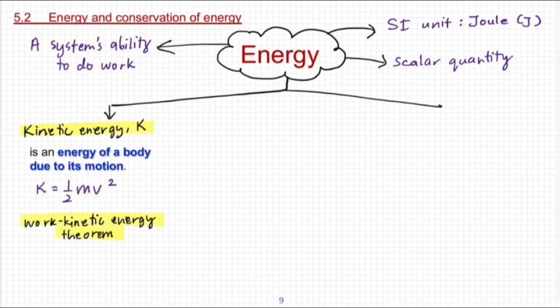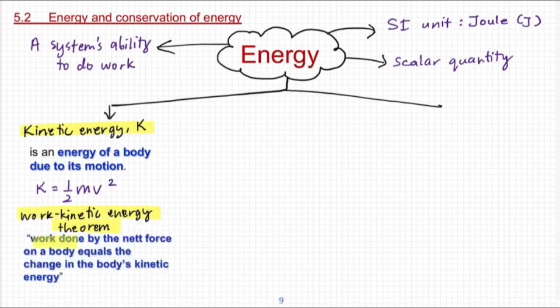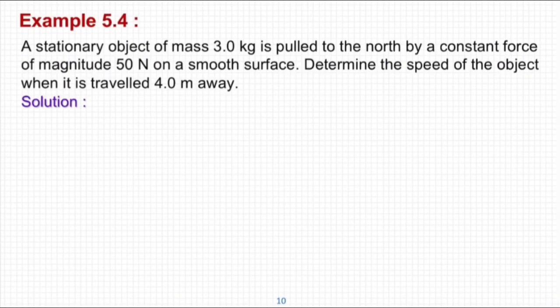And then we have the work kinetic energy theorem, which states that work done by the net force on a body is equal to the change in the body's kinetic energy. And this can be written as W net is equal to delta K, which is the change in kinetic energy, Kf minus Ki. Okay, now let's solve example 5.4.